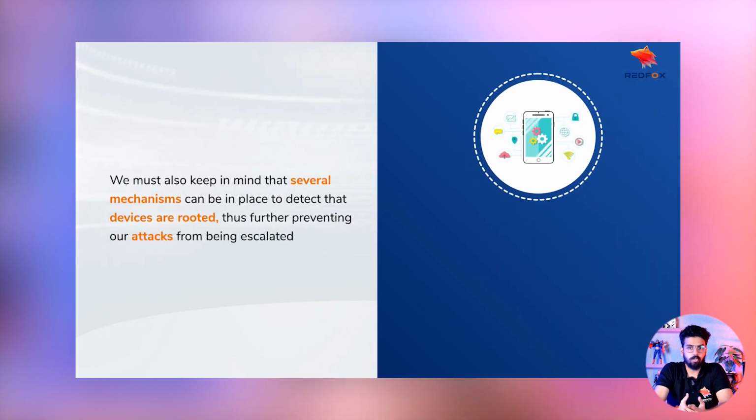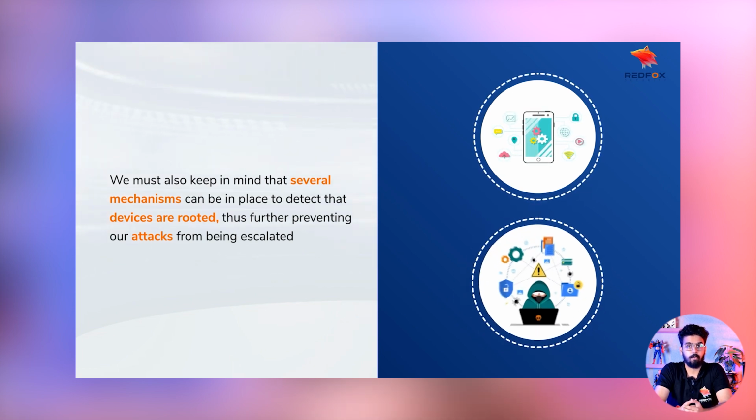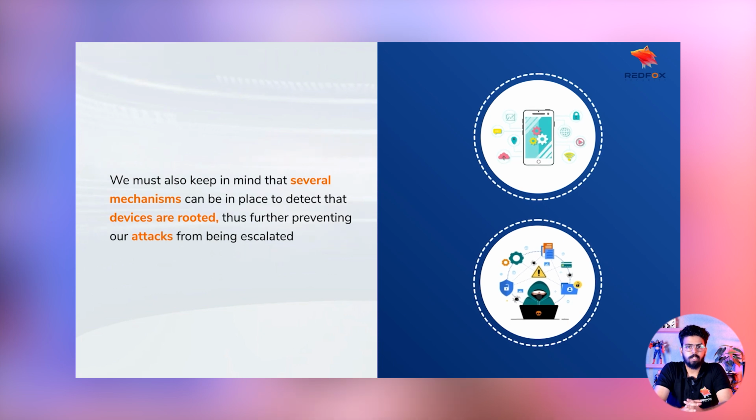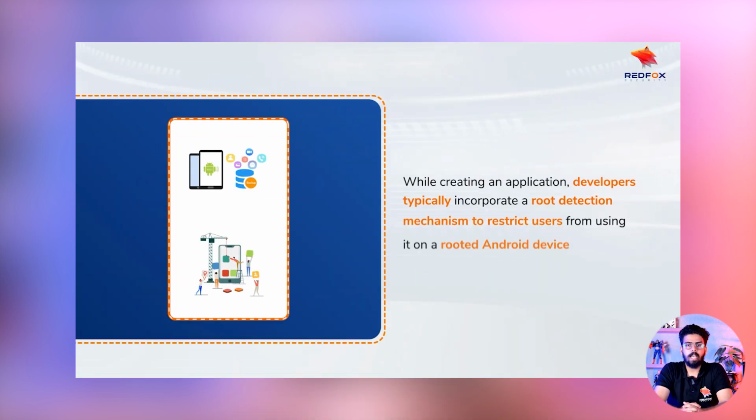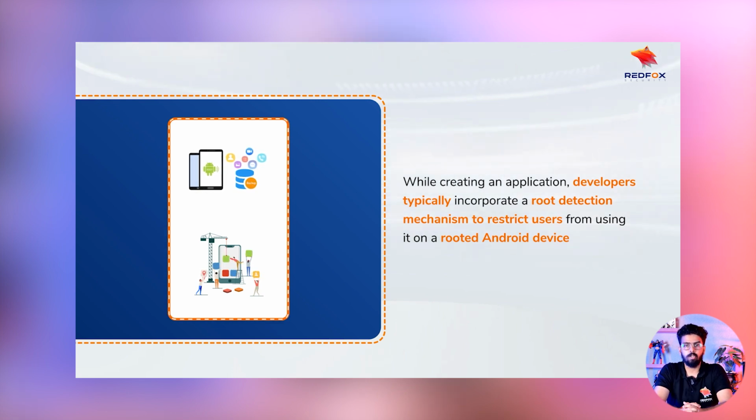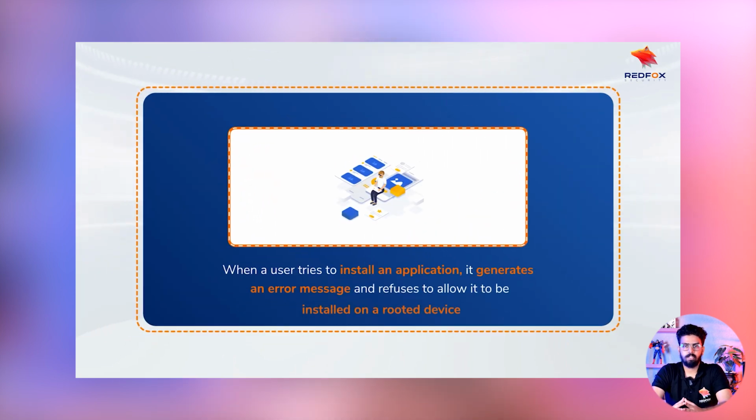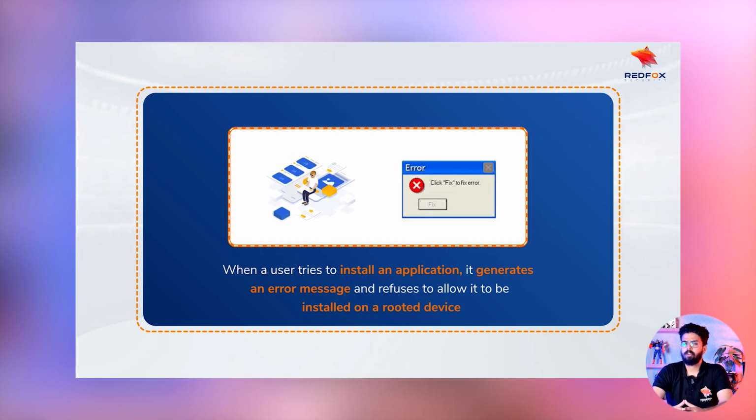We must also keep in mind that several mechanisms can be in place to detect that devices are rooted, thus further preventing our attacks from being escalated. While creating an application, developers typically incorporate a root detection mechanism to restrict users from using it on a rooted Android device. When a user tries to install an application, it generates an error message and refuses to allow it to be installed on a rooted device.